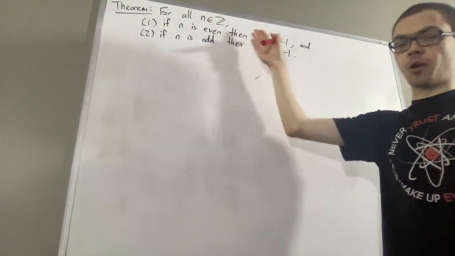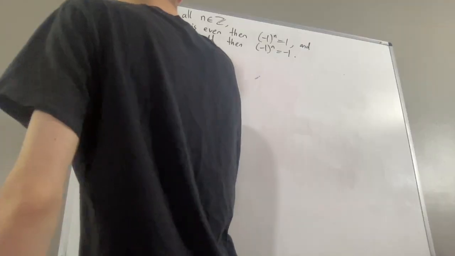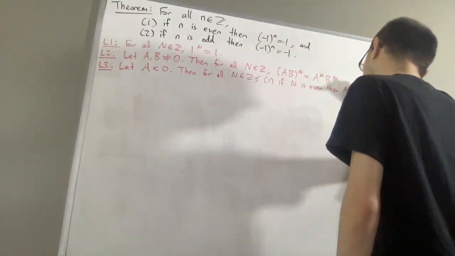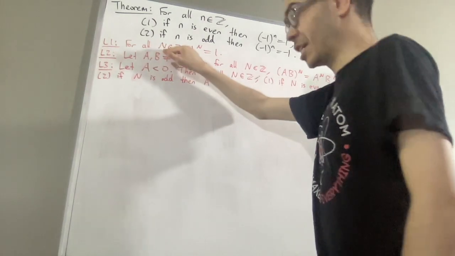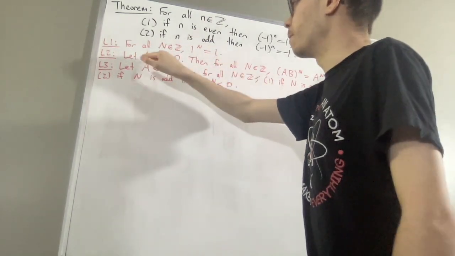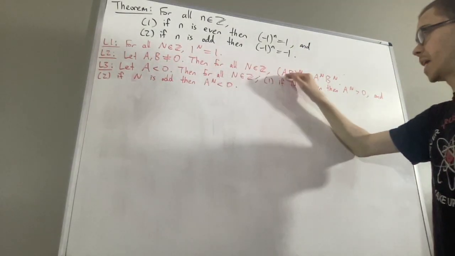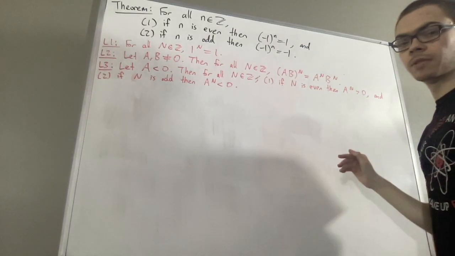Now, to prove this theorem, we are going to be using the following preliminary results. Our first result is, for every integer n, 1^n is equal to 1. Second, if a and b are non-zero real numbers, then for all integers n, (ab)^n is equal to a^n times b^n.